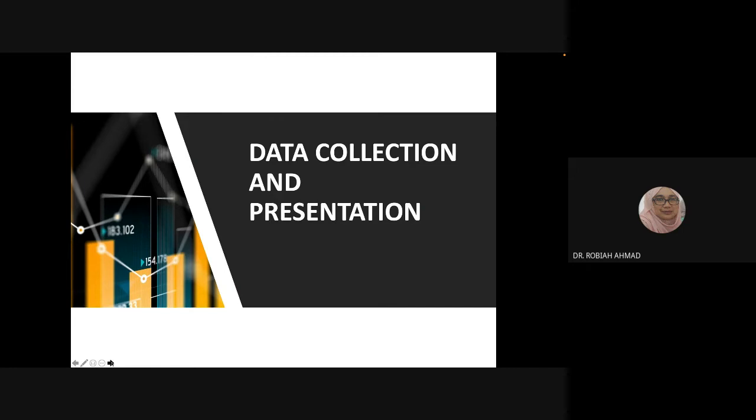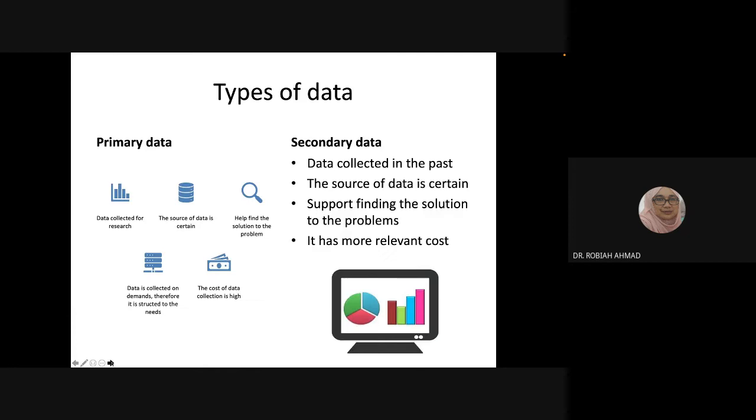Okay, so we start with data collection and presentation. Okay, so in terms of data, there are two types of data. One we call primary data and another one is called secondary data. What are the differences? Okay, so usually primary data is collected for research.